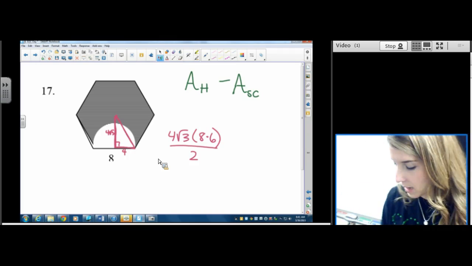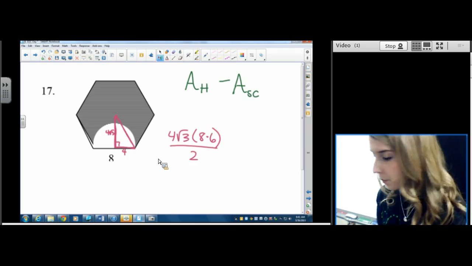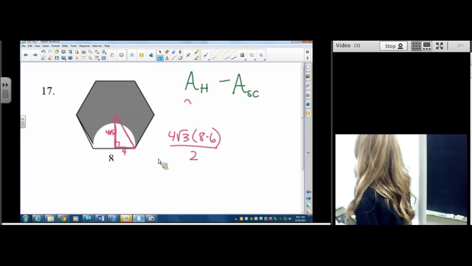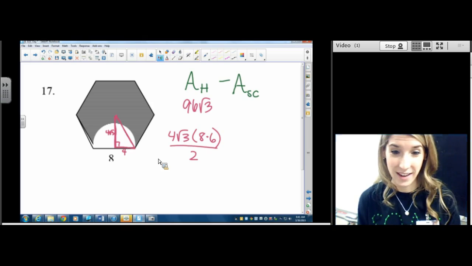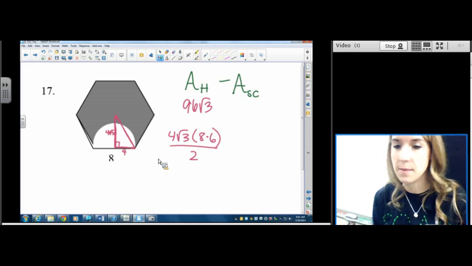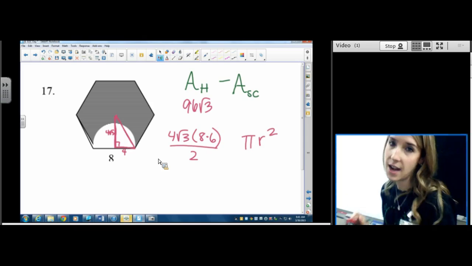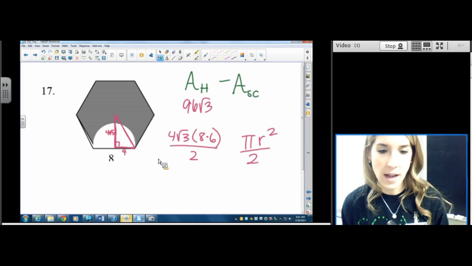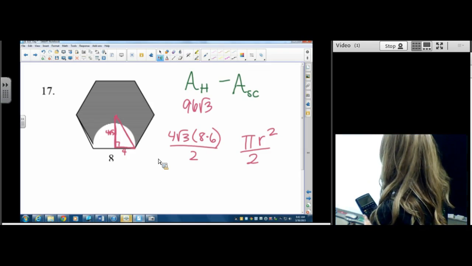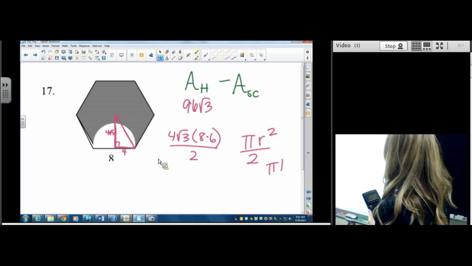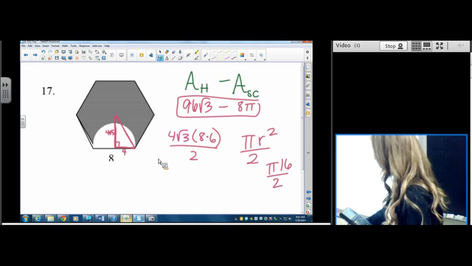So we ignore the root 3, we plug everything else in our calculator. 4 times 8 times 6 divided by 2, and we get 96 root 3. We okay with that? Area of a hexagon, it's good practice. Now, area of the semicircle. So we're going to do pi r squared, but we're not going to forget to cut it in half because it's only a half circle. What is the radius of that semicircle? It is 4. So pi times 16 divided by 2. 16 divided by 2 is 8.